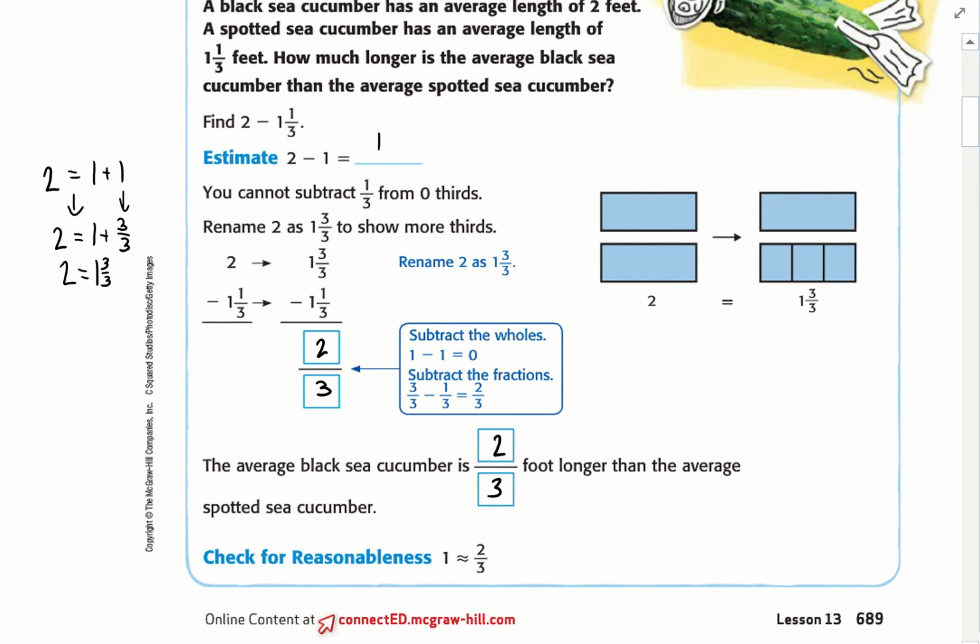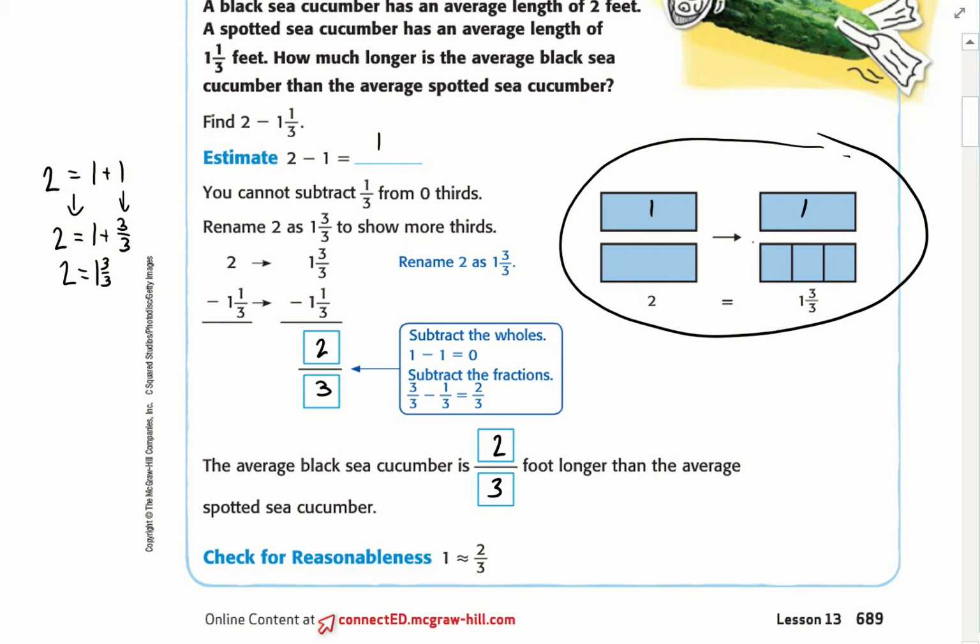So the average black sea cucumber is 2/3 foot longer than the average spotted sea cucumber. And the other way I could do this is to use models, where I have one whole, and my one whole changed into thirds. And if I subtract 1 1/3, I'm left with 2/3.